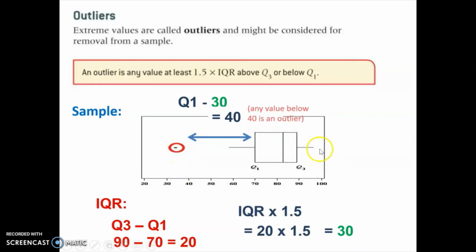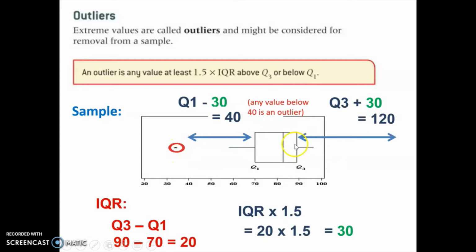On the upper end, you do it as well. Q3 plus 30, so Q3 was about 90, plus 30 brings me to 120, so I have this long gap here. Anything beyond that is an outlier, but we don't see any more data out there. So this is our only outlier here.